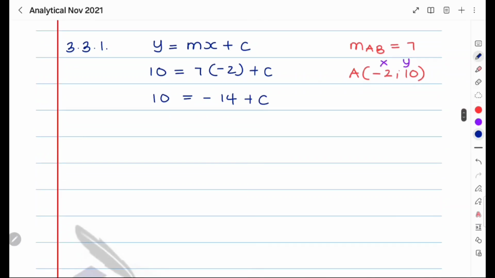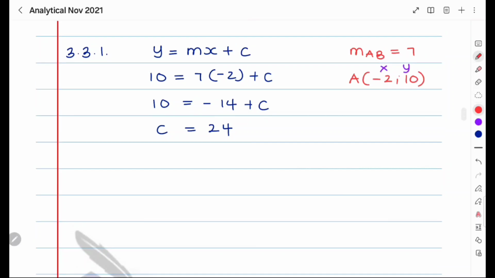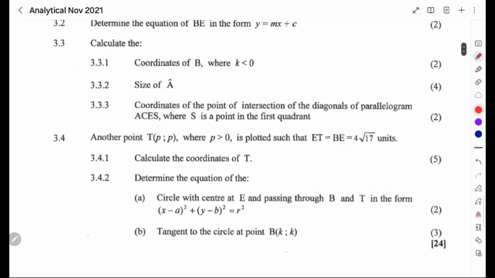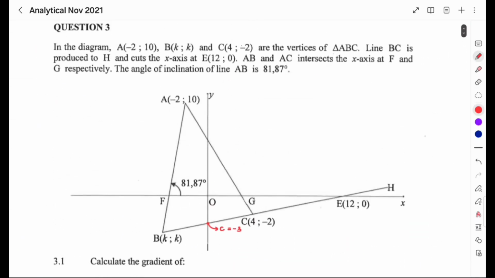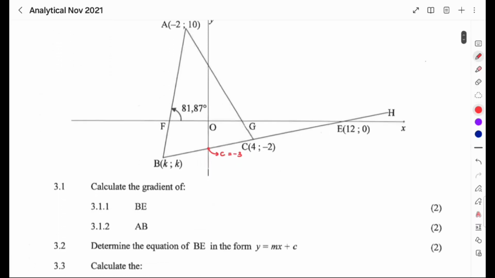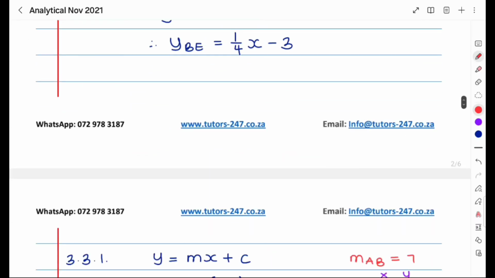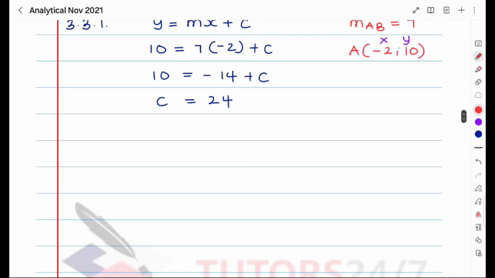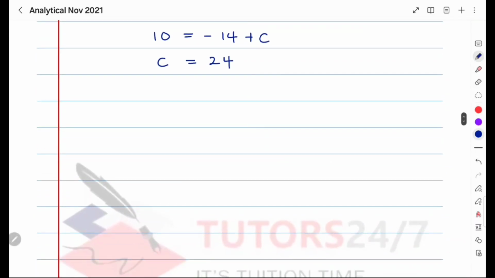If we move -14 to the left, it's going to become +14. So we therefore have C as equal to 10 plus 14, which is 24. So let us go and make a note. Our value of C is 24. Okay, as you can see, the y-intercept of AB is not on the diagram, so we don't need to make a note. Now that we have the equation of AB, let us just finish up the equation quickly.